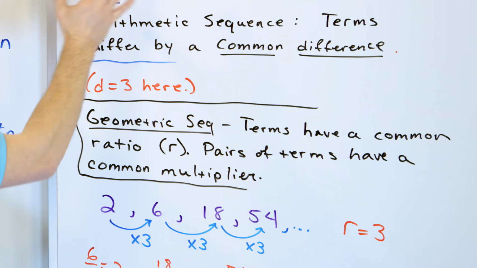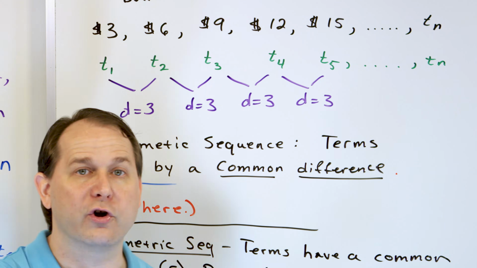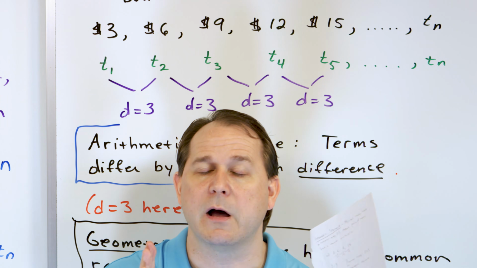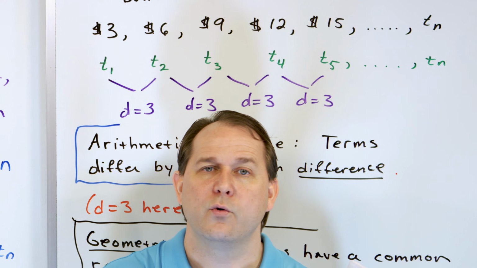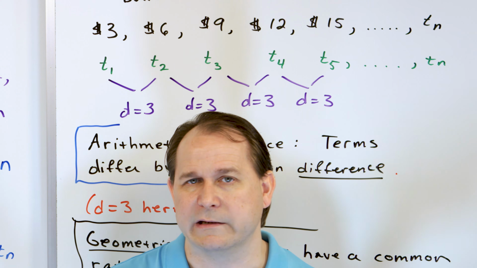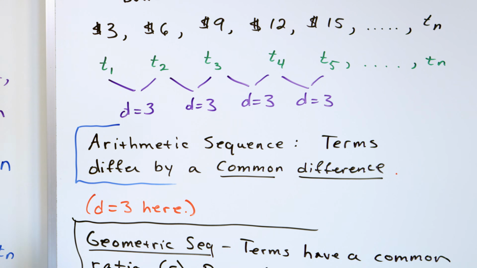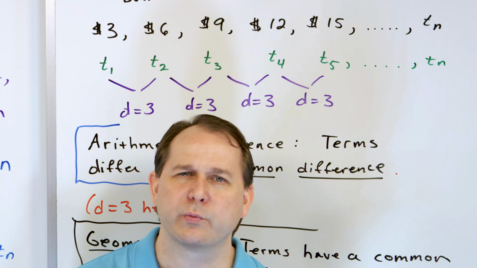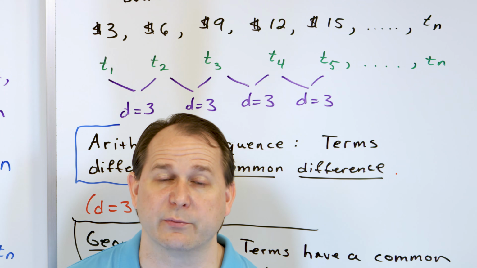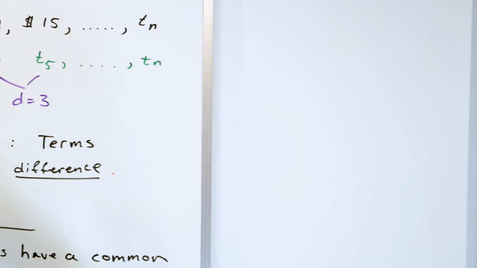And for an arithmetic sequence, it's not multiplication or division at all. It's only if the terms differ by some common difference, which can be positive or negative because addition and subtraction are basically the same thing, ultimately. All right? That's all you really have to worry about. People stress out so much about what an arithmetic sequence is versus what a geometric sequence is. That is the difference.